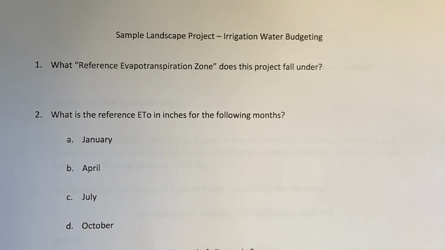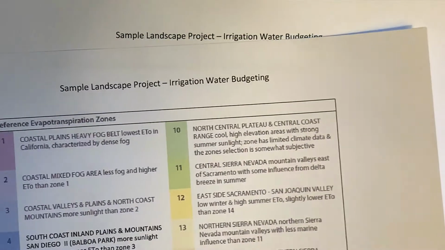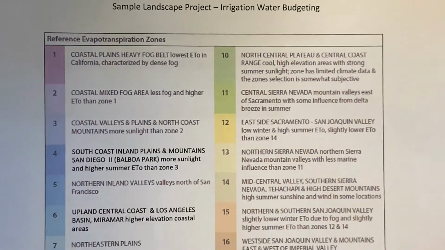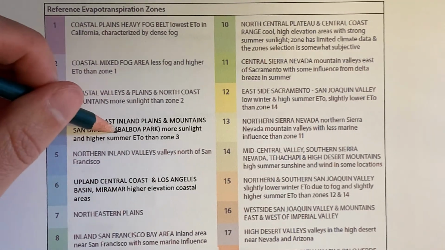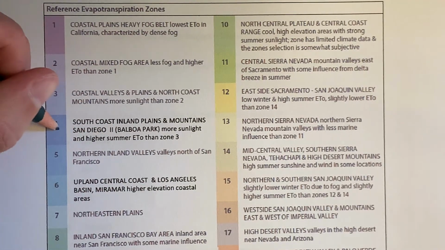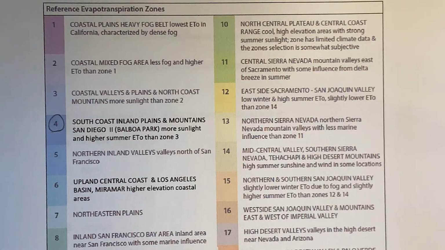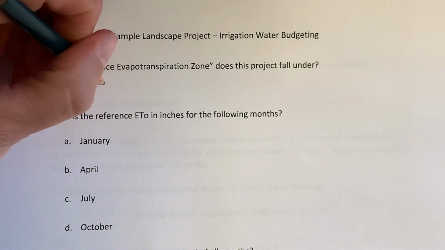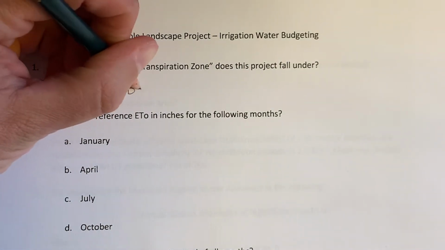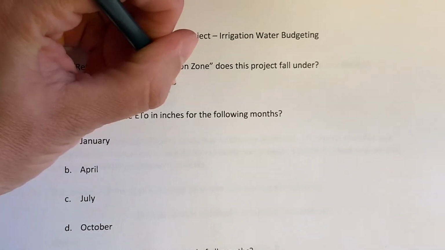Number 1. What reference evapotranspiration zone does this project fall under? You look at your sheet that tells you the different zones. We are in South Park, San Diego, which is very close to Balboa Park, which makes number 4 your reference evapotranspiration zone for Balboa Park.